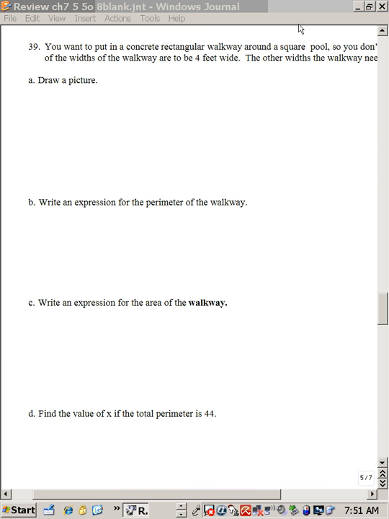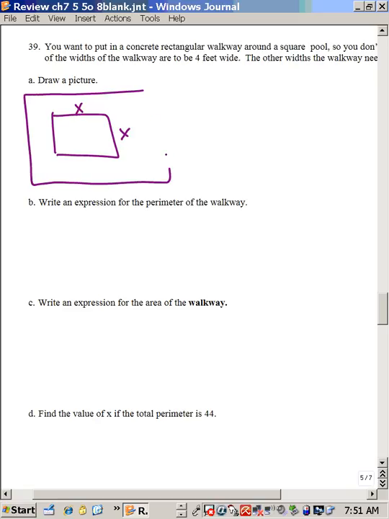Okay, stick with me. This problem has several different steps that we're going to have to work through. Okay, first of all, I need to draw a picture. I have a square pool and I have an x by x. I want to draw a walkway around this pool. So I'm going to go all the way around.